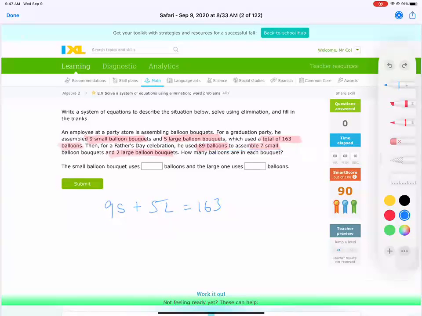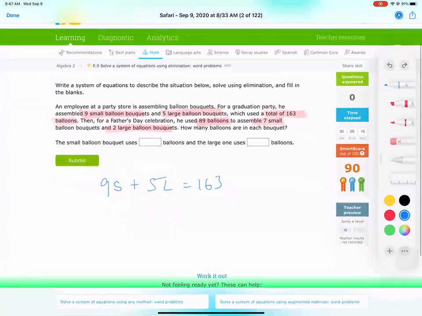But with 2 variables, they give us 2 equations. Let's look at the second equation. It's going to be the Father's Day celebration was a total of 89 balloons, and this was made up of 7 small balloons and 2 large balloons. Now we have 2 variables, 2 equations. Now we can solve it.